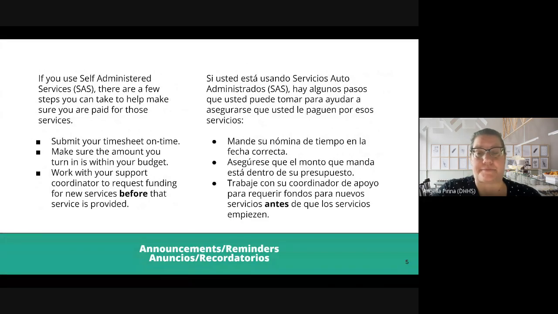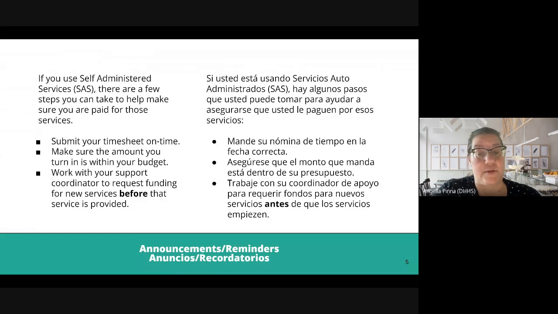Also, for people in services or who are on the waiting list using one-time funds, who are using the self-administered services model, it is crucial that timesheets are submitted on time and that the amount submitted is within the approved budget. Individuals and their families should track their service usage to ensure that they're staying within the approved budget. If additional services are needed to ensure health and safety needs are met, when you have ongoing services, please work with your support coordinator or your case managers to request additional funding before the services are provided.